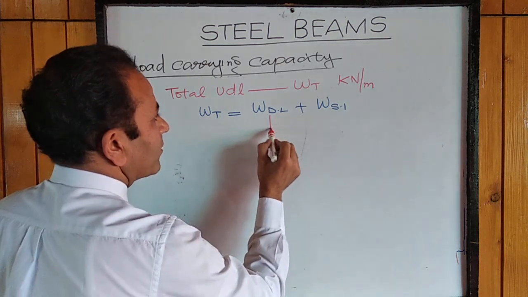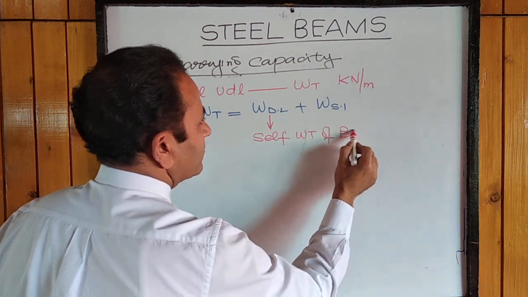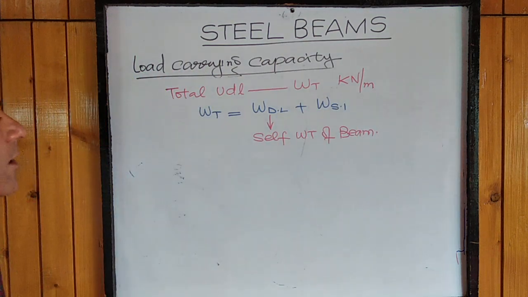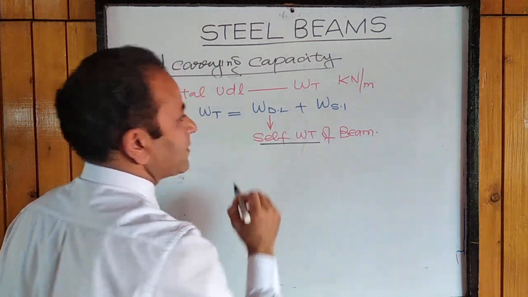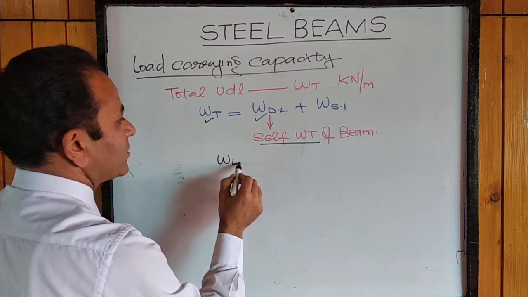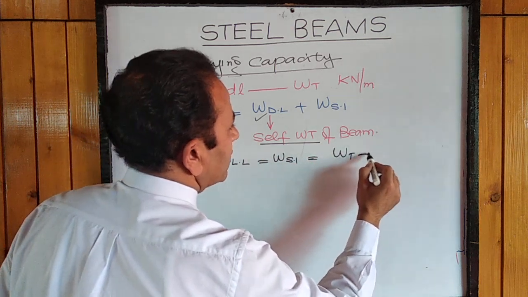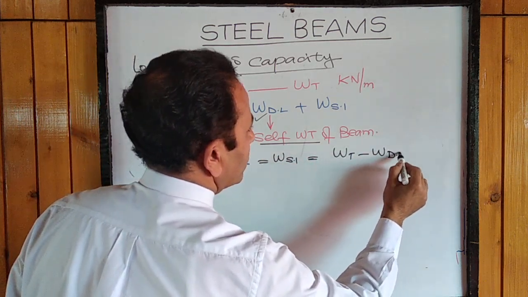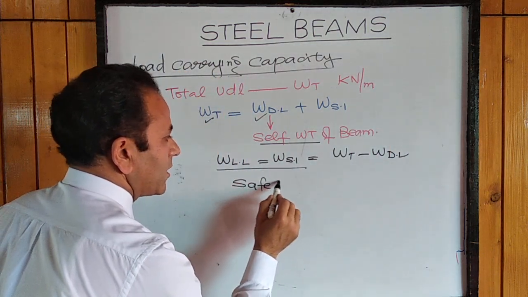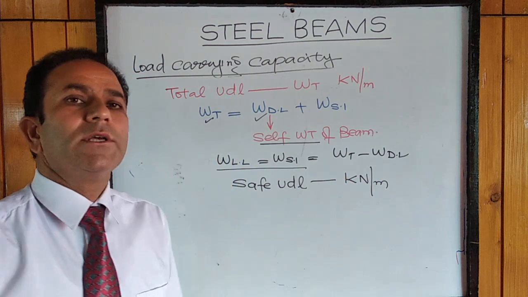This dead load will include the self weight of the beam. The beam is given to us, the section is given, we will have the self weight with us. Self weight is available in the steel table. So we can put this value here. From the total, we will find out the live load or the superimposed load, that is the total UDL, total load minus the self weight or the dead load of the section. So this is going to be the safe load, safe UDL acting over the beam in kilonewton per meter units.